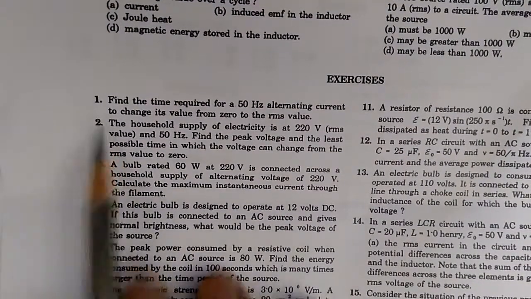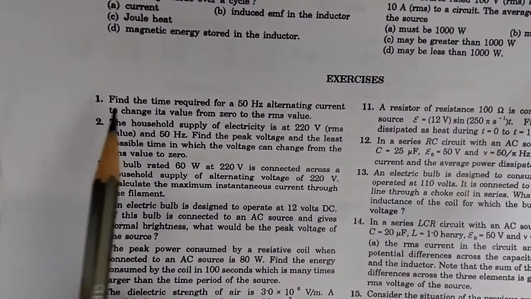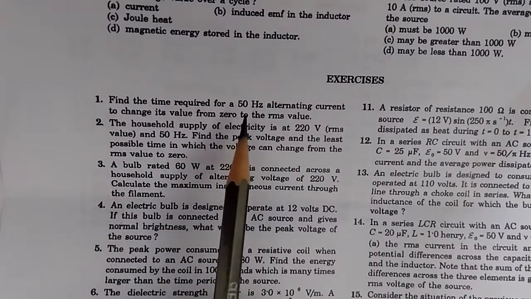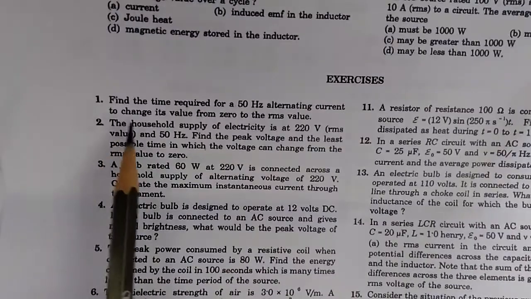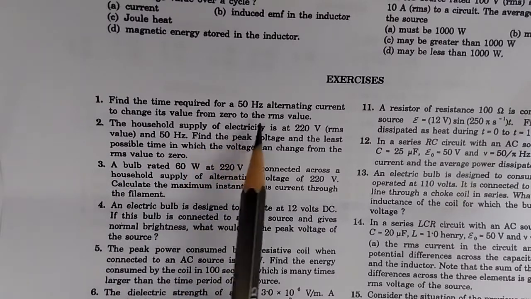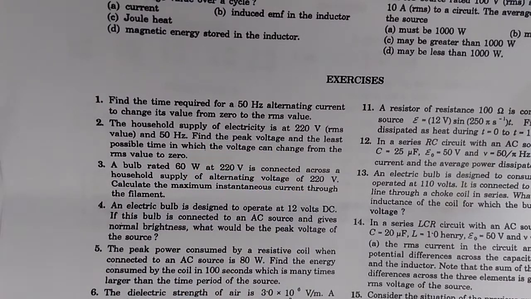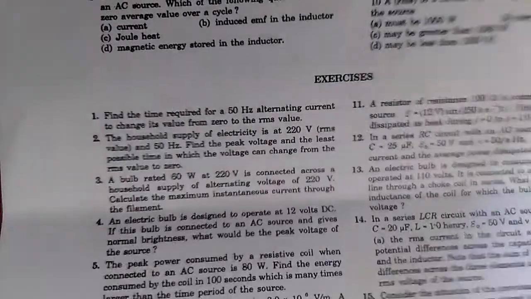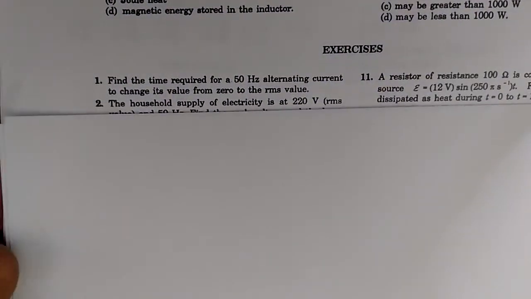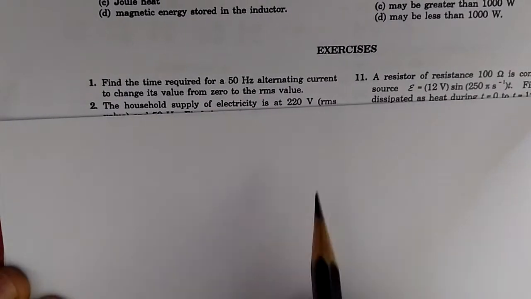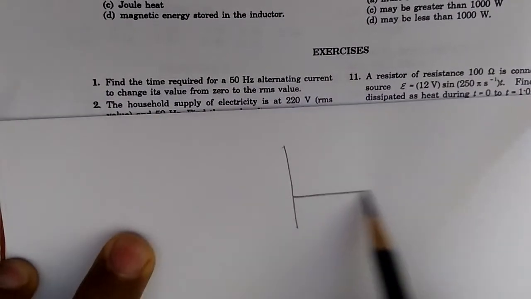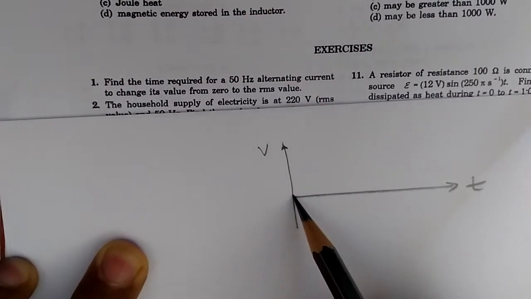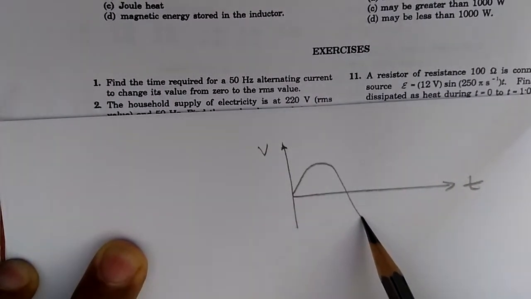In question number 1 of chapter 39, we are required to find the time required for a 50 Hz alternating current to change its value from 0 to RMS value. So let's first draw a picture of how an AC current looks like. So this is the time and this is voltage, and this voltage starts and it varies something like this.